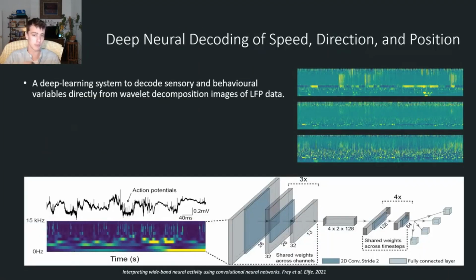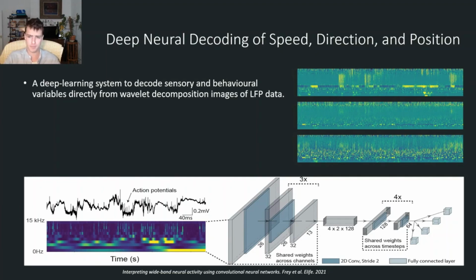And to tackle both of these problems, we use a deep learning framework originally described by Frey et al. in 2021. This is able to decode a really large variety of sensory and behavioral variables directly from wavelet decomposition images of wideband neural data, so without any spike sorting. Some of the wavelet images are shown on the right of the screen now. They come from tetrode LFP recordings and they're transformed into wavelet images in a similar way to the way a Fourier transform works.